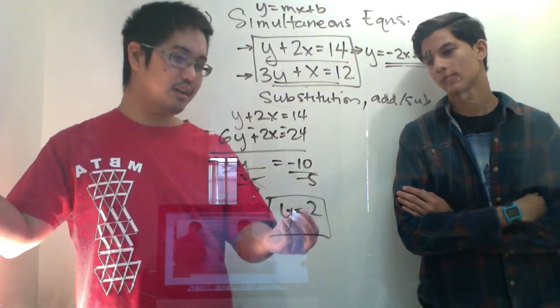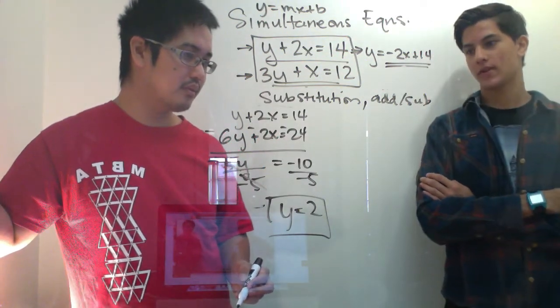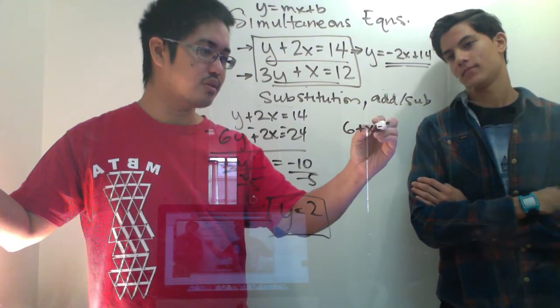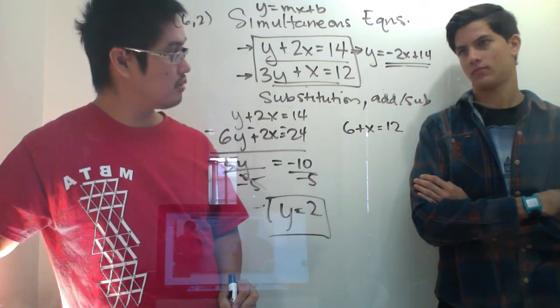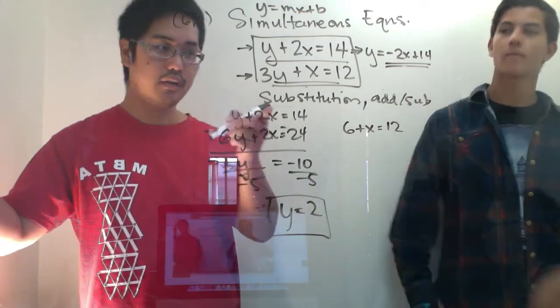Okay. Let's plug in this 2 into here. And what is 3 times 2? 3 times 2 is 6. So really what this is saying is 6 plus x equals 12. Right? Okay. Makes sense. We good? Alright.